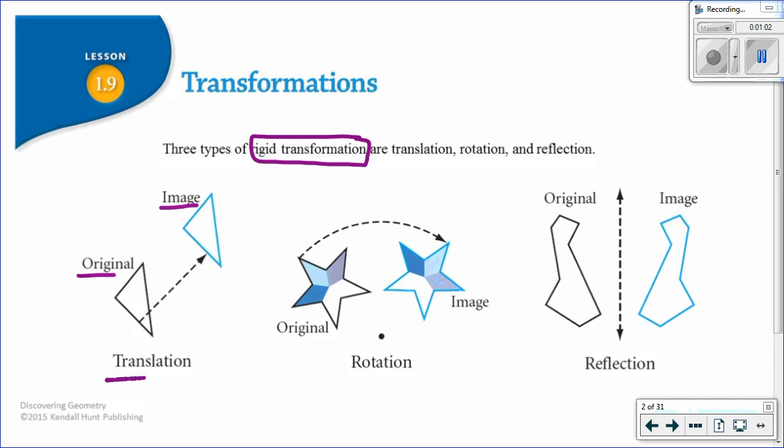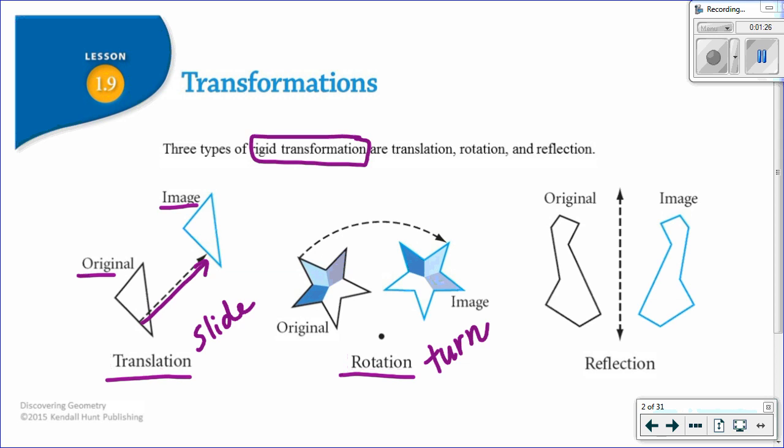I have a translation. Translation is just, we could say, a slide. We just take it from one point and move it to another point. Think about your textbook is on one side of your desk, you slide it across to the other side of your desk. That's a translation. If that's a translation, then a rotation must be a turn, right?